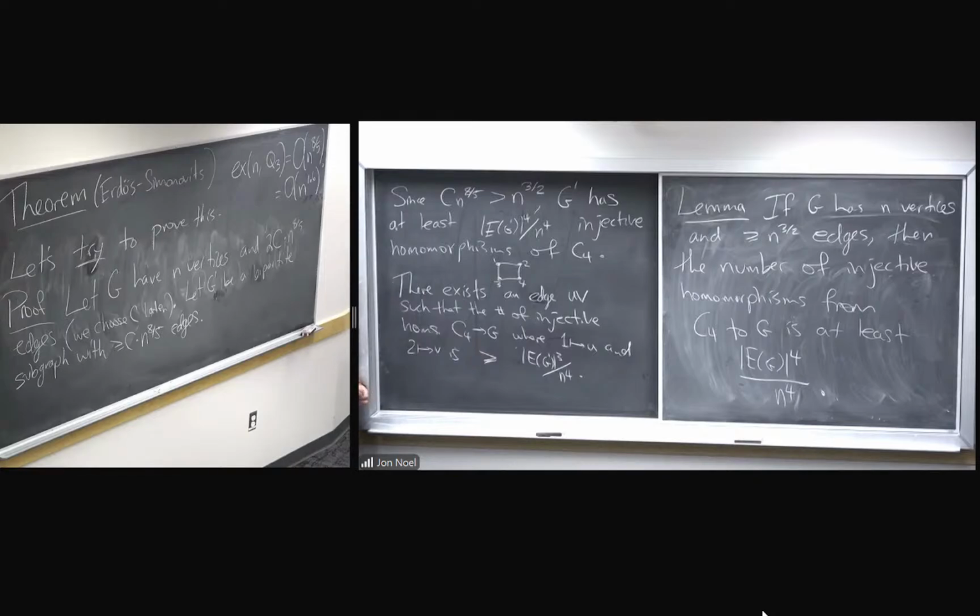Is that clear? Or any questions about that? Yeah, so for every injective homomorphism of a 4 cycle, there's some vertex where 1 goes and 2 goes, and they must go to an edge. And so there's some edge that appears at least that many times. Is it the number of injective homomorphisms from C4 to G or G prime? Yeah, sorry, G prime. Thanks. So we've kind of left G behind, right? We're just dealing in this bipartite world from now on.